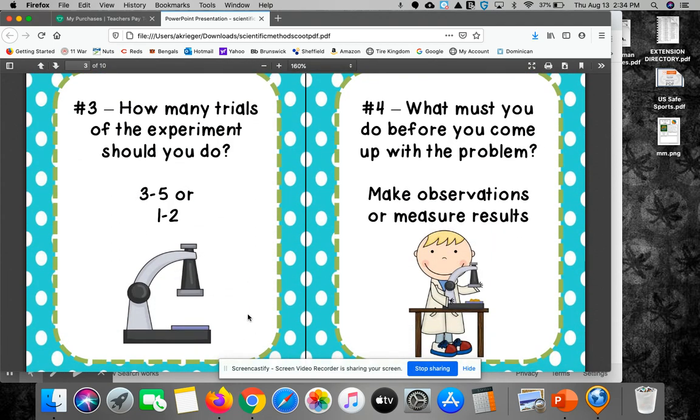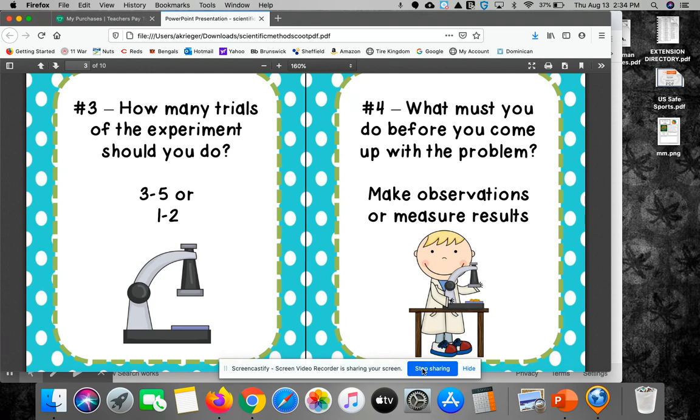Number 3, how many times or trials did I say you should do an experiment? 3 to 5 or 1 to 2 to make sure that the answers are correct? 3 to 5 or 1 to 2? The answer is 3 to 5. Got it wrong, add a finger. Got it right? Leave the fingers down.